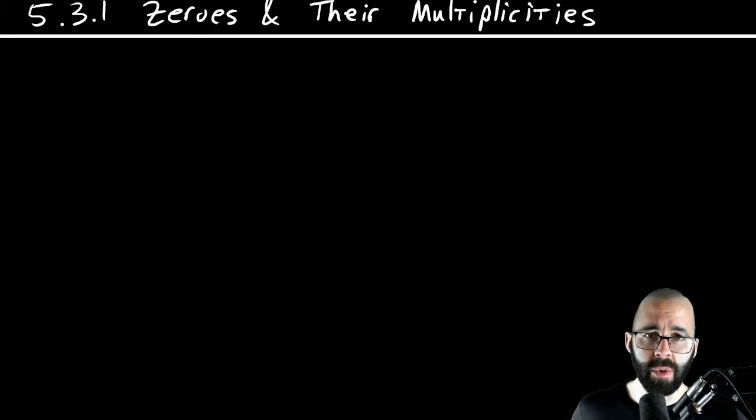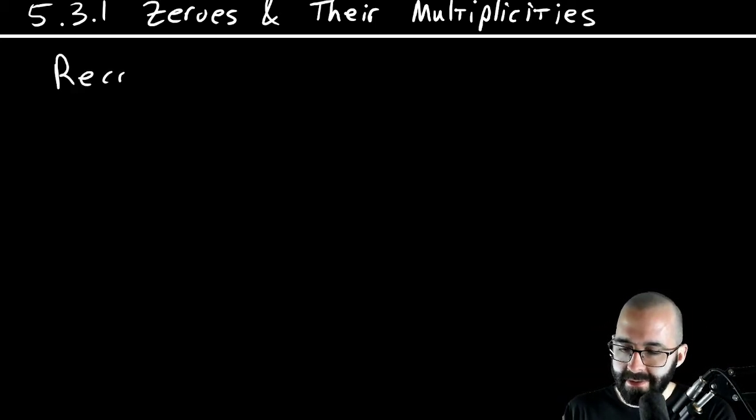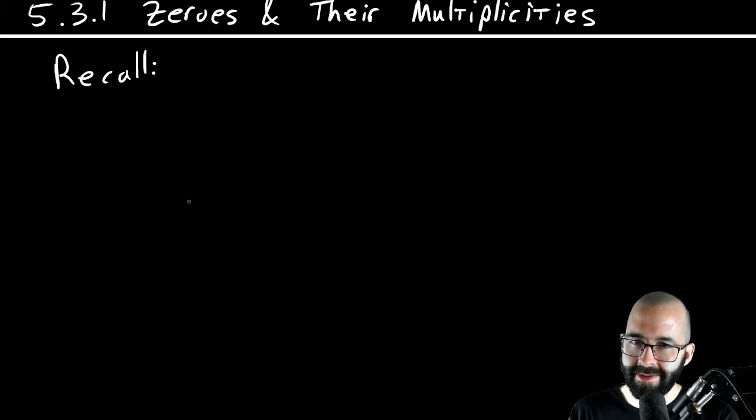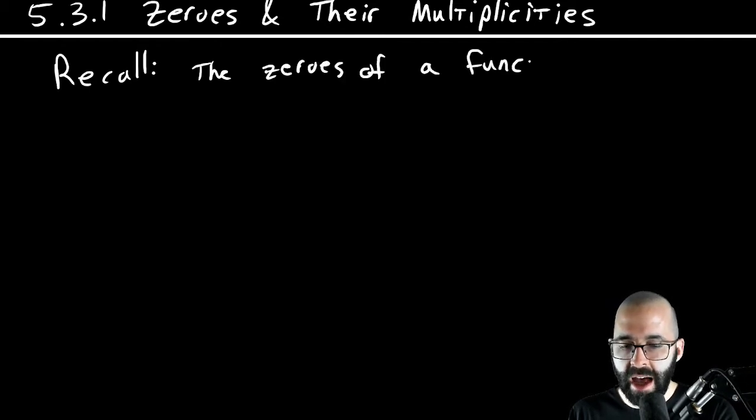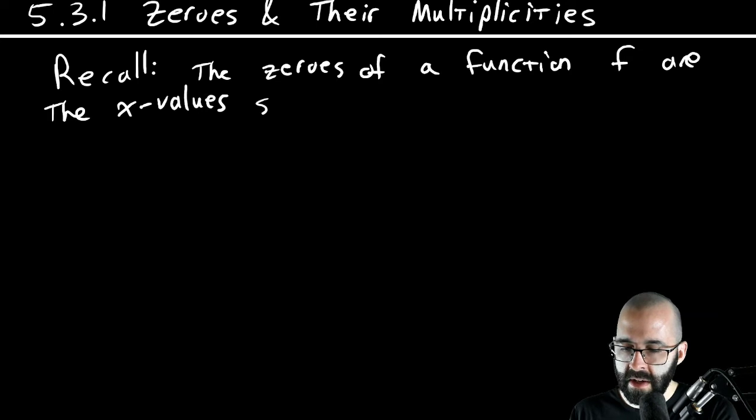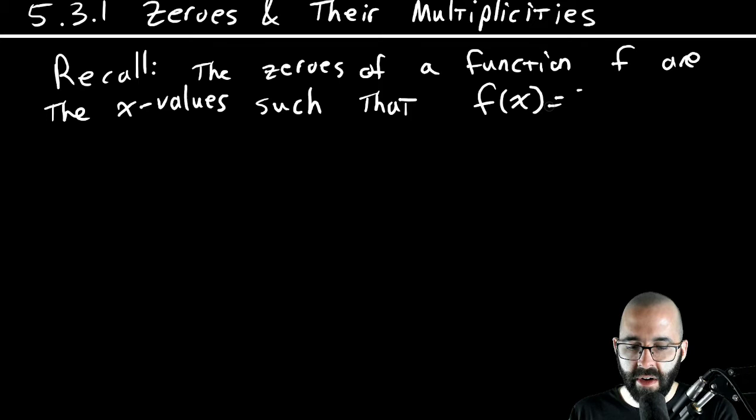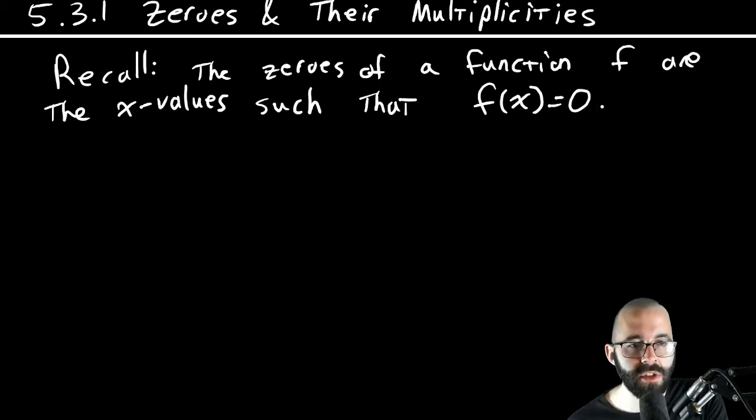We're going to start this video with a quick review about what zeros are. So hopefully you remember a little bit, but if you don't, here it is. Recall the zeros of a function f are the x values such that f of x equals 0. Right? These are just the y-intercepts. Okay, how do we make this function equal to 0?